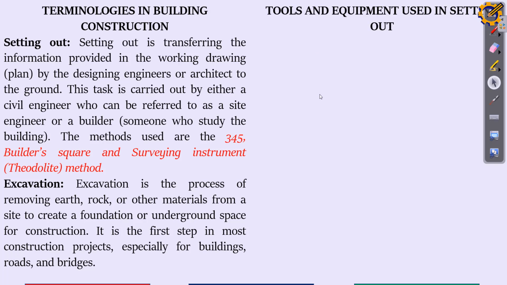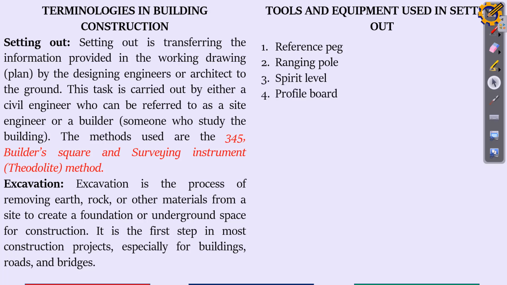Tools and equipment used in setting out: we have reference peg, we have ranging pole. Ranging pole is used whenever you are using surveying instruments, like the theodolite. I don't know whether you have actually seen it before, that's why I say check it out. Check the 3-4-5 method, builder's square, and surveying instrument method. They use the ranging pole in the surveying instrument method.